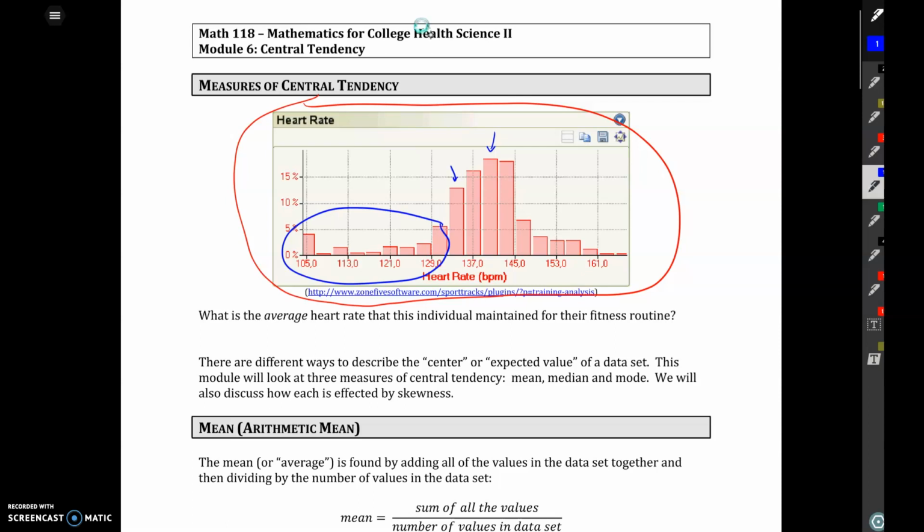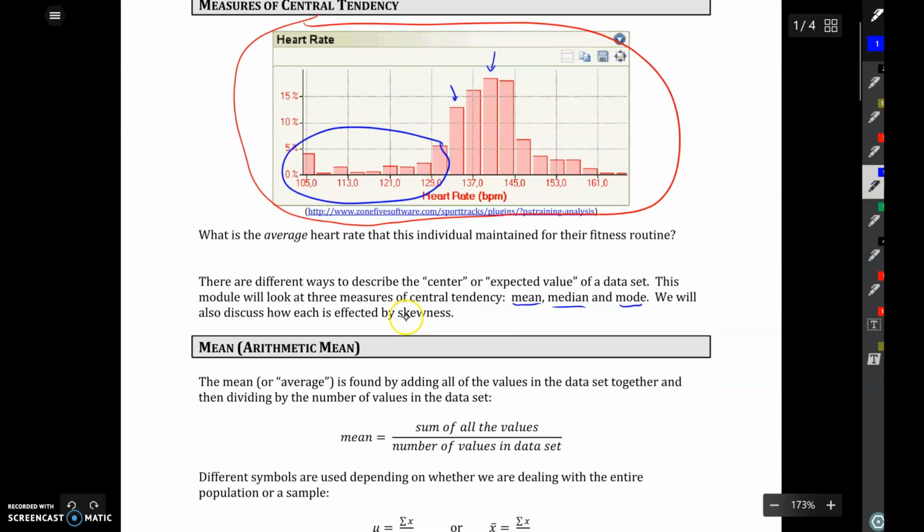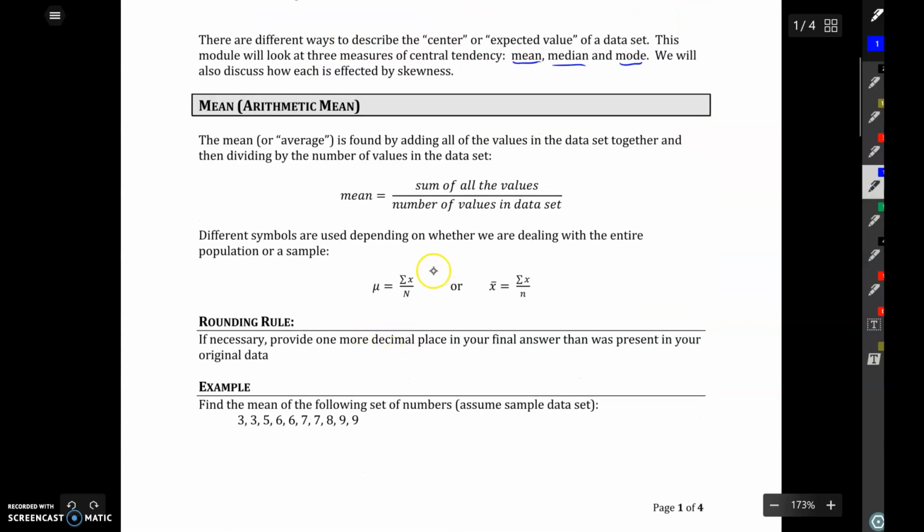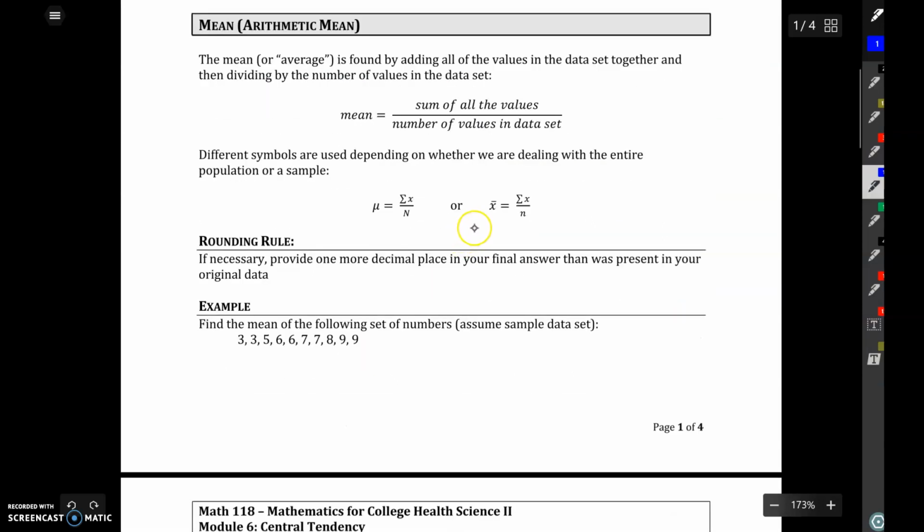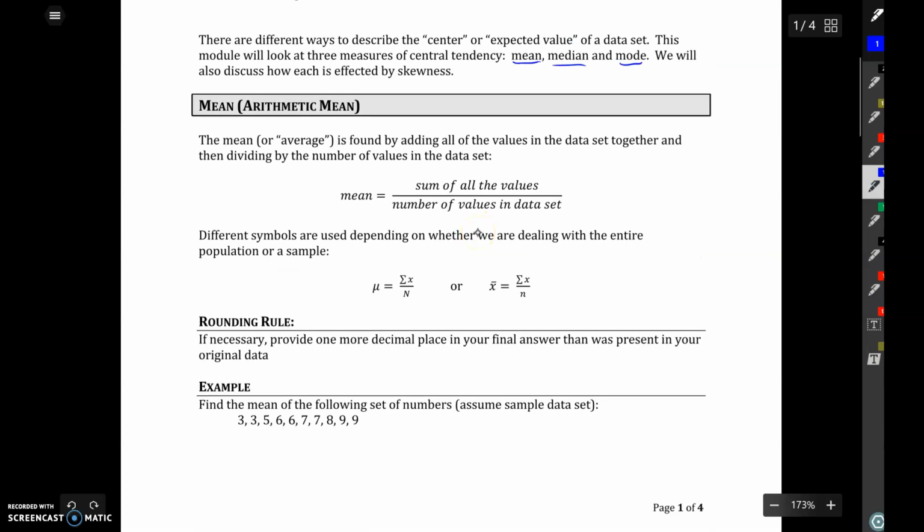Both of these answers could be correct depending on which measure of central tendency we're using, whether mean, median, or mode. We'll talk about how each is calculated and which are affected more by skewness and outliers. We'll start with the mean first because it's our most common measure of central tendency, and the one we think of most often when we hear the word average.